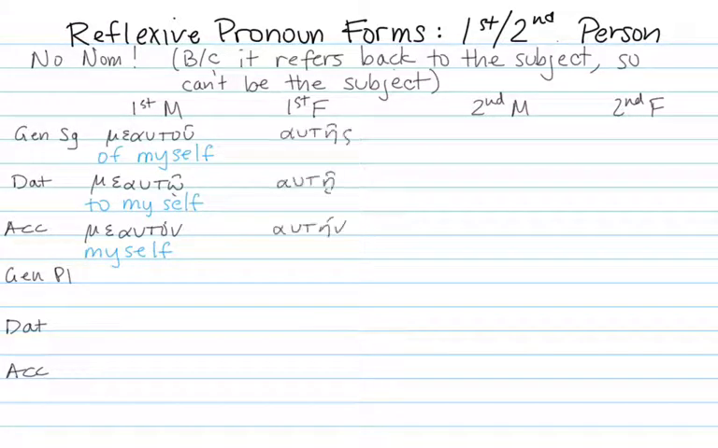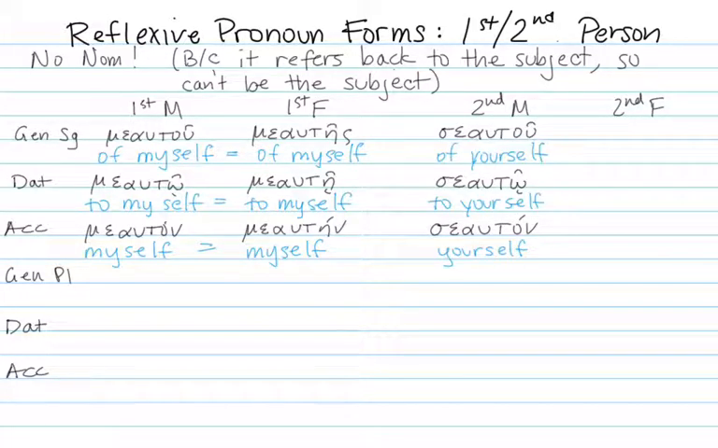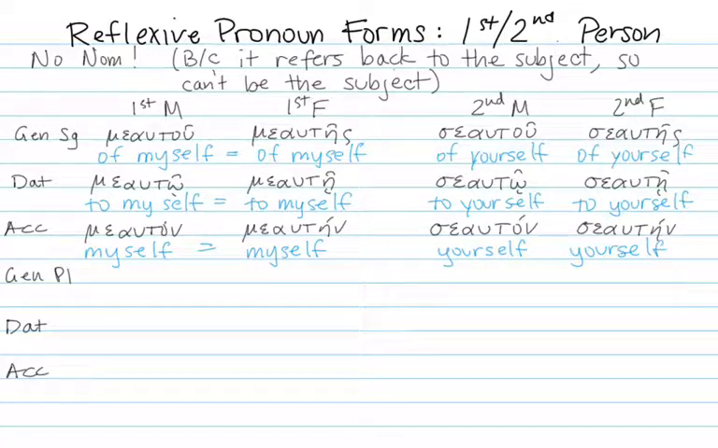When talking about women, you have to start with the feminine version of autēs, and then you add the prefix me. And in English, they have the exact same translations because in English, we don't differentiate between men and women when saying myself. For the second person, again, we're going to start with our base forms of auton, add se to get of yourself, to yourself, and yourself. And then if we're talking about women, we start with autēs, add the prefix se, and again, the English translations of the masculine or the feminine will be the same.